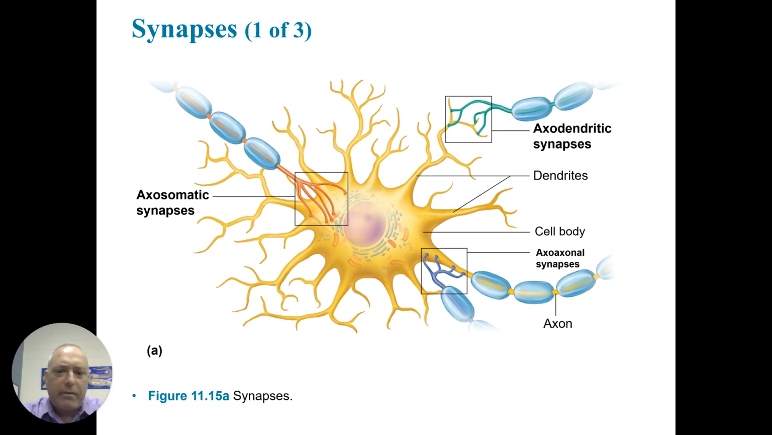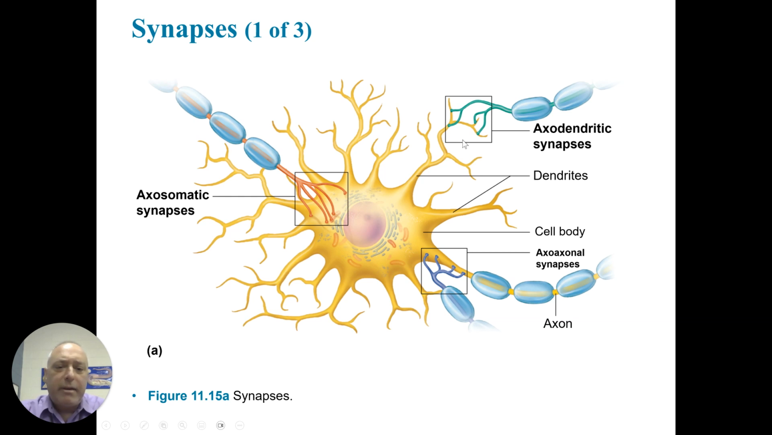Okay, so at the cell body, there are different ways of stimulating this neuron. There can be axodendritic synapses or axosomatic synapses or axoaxonal synapses. And what you're looking at are synapses on the cell body, on the soma, which would be axosomatic. The cell body is also called the soma.